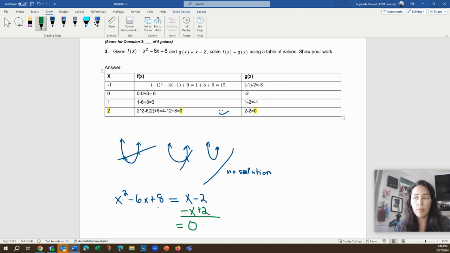Now I'm going to line it up with things that are the same. So plus 2, I'm going to add 2 here. Minus x, I'm going to do minus x here. So 8 plus 2 is 10. Negative 6x minus x, so that should be x squared minus 7x plus 10.